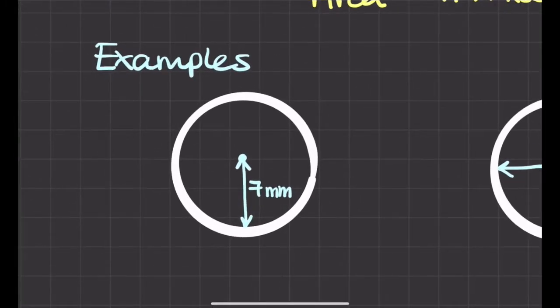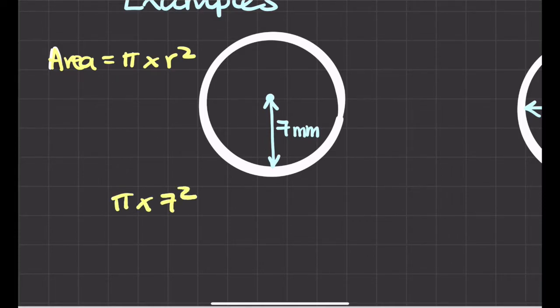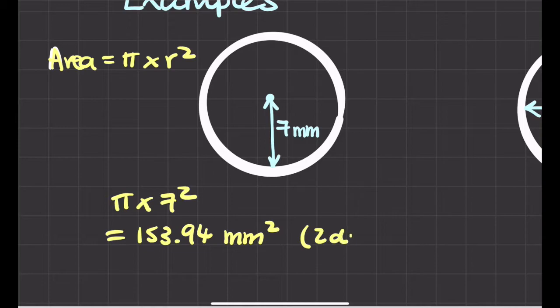So let's have a look at a quick example. If I want to work out the area of this shape, the area, let's do it in yellow, the area is equal to pi times the radius squared. So I'm going to do pi multiplied by 7 squared, and that's going to give me an answer of 153.94 millimeters squared. Okay, and that would be rounded to 2 decimal places.